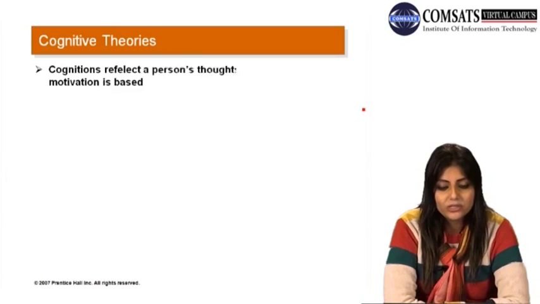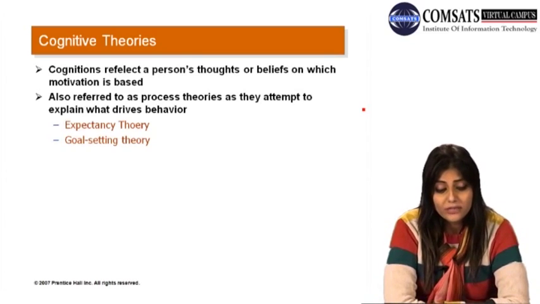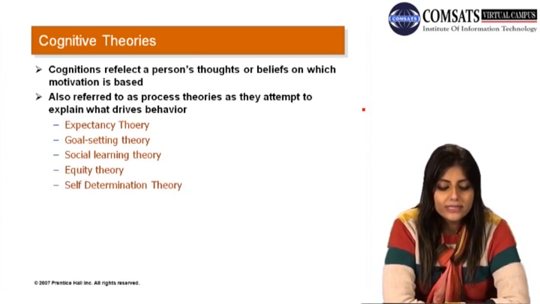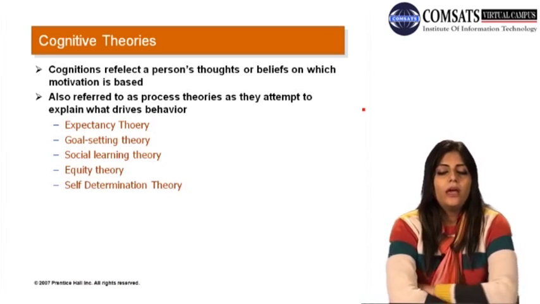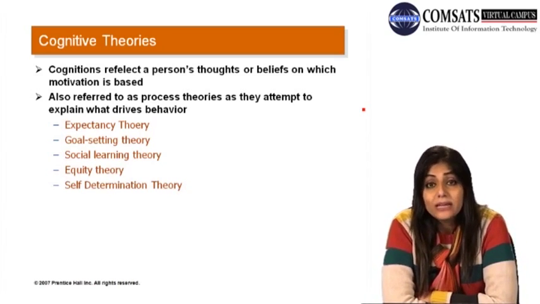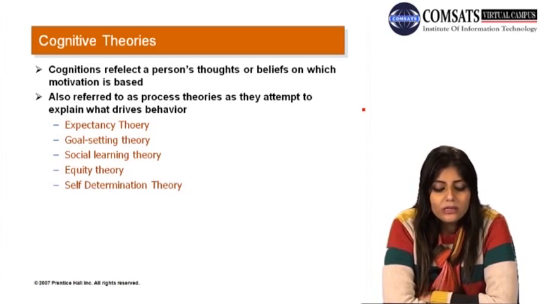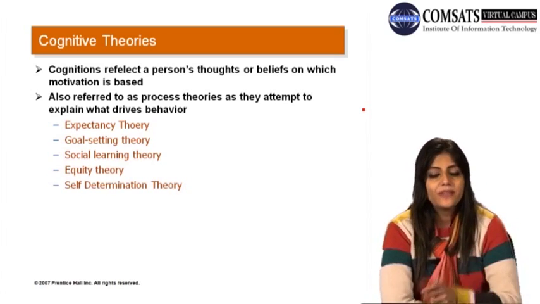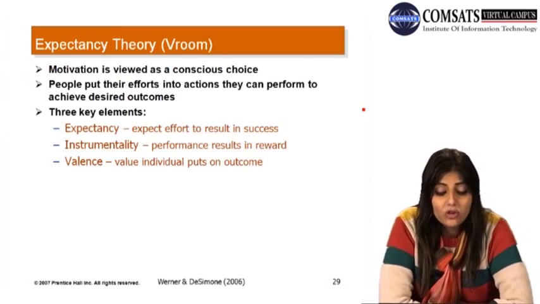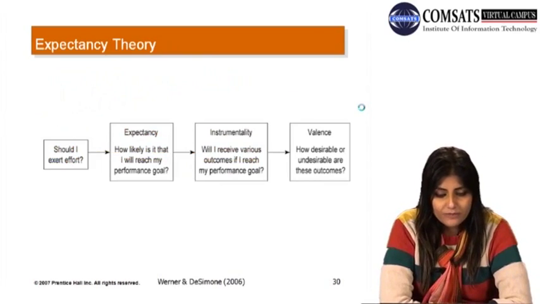Then we had a discussion about the cognitive theories of motivation, such as the expectancy theory, the goal setting theory, the social learning theory, the equity theory, and the self-determination theory. We discussed how all these different theories influence the employees' behavior and outcomes. They basically explain how the employee is motivated towards different factors, how their motivations develop, and how they influence their outcomes.